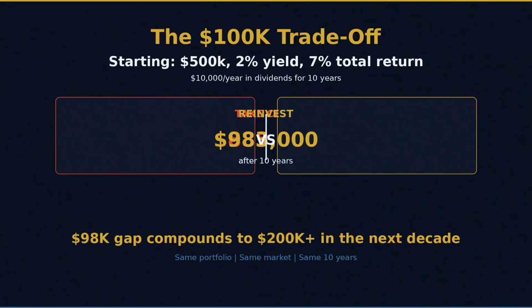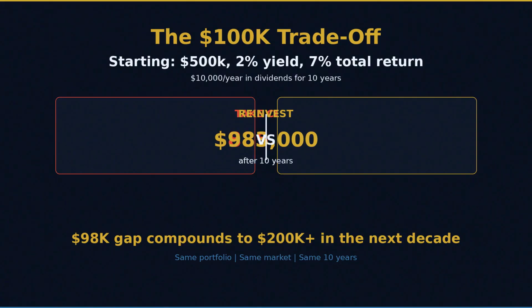The real-world trade-off is stark. A $500,000 portfolio with a 2% yield generates $10,000 in dividends annually. Reinvested for 10 years in a market returning 7%, your portfolio grows to over $983,000. If you take the dividends as cash for 10 years, it grows to only about $885,000, assuming the same price return. The difference is almost $100,000. Same portfolio. Same market. Same 10 years. The only variable is whether you let the dividend engine run or disconnected it halfway.